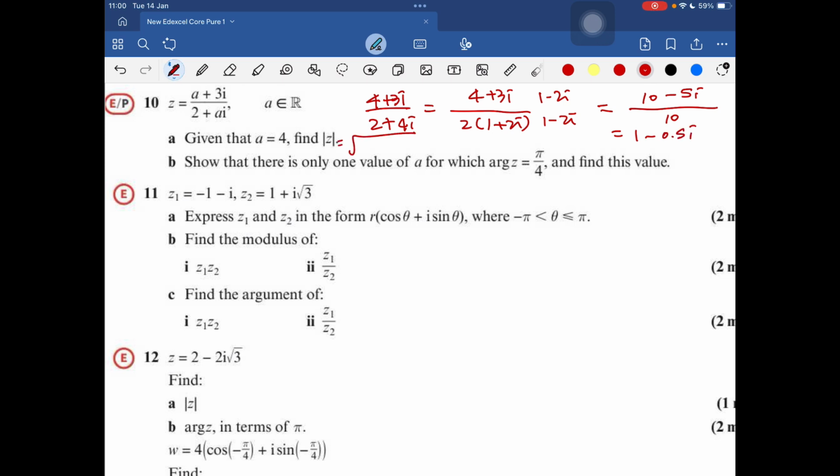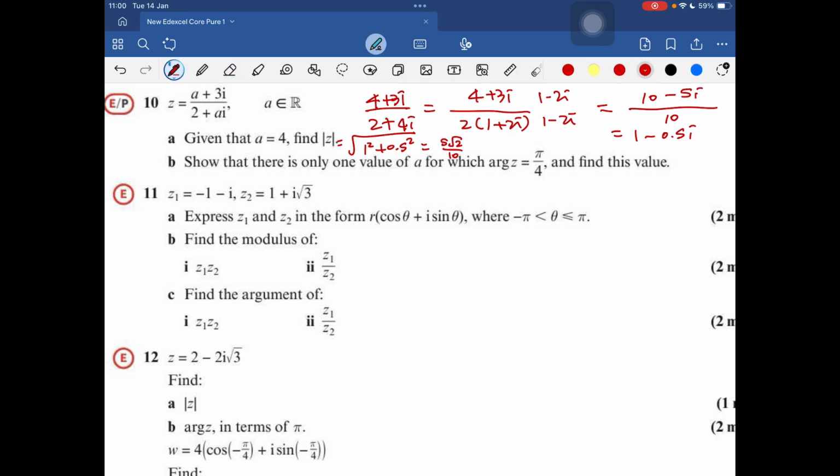So the modulus of z is the square root of 1 squared plus 0.5 squared, which is 0.25, so 1.25. So 125 over 100. 125 is 25 times 5, so 5 square root of 5 over 10, which is square root of 5 over 2. Am I right? Yep, like this.